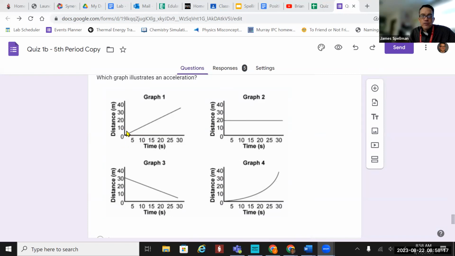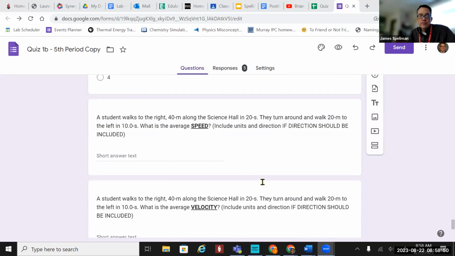So if we look at all of these, graph 1, distance is increasing constantly. That's not a change in speed. Graph 3, distance is going backwards constantly. That's not a change in speed. Graph 2, there is no motion. That's not an acceleration. Graph 3 is we are increasing our distance and the slope changes, which means that this is not a constant change. So the curvature on this graph is telling me that the distance is not changing equally. So in this case, it's actually speeding up.